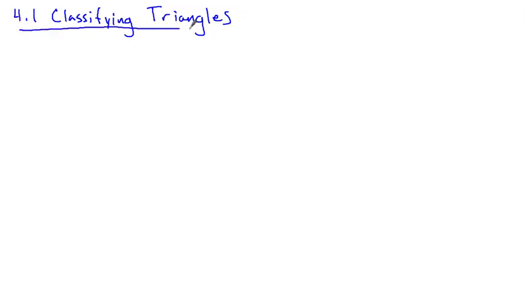All right, so we're moving on to chapter 4. This is going to be 4.1, and we're going to talk about classifying triangles. And classifying is just a fancy word for categorizing or saying what kind of triangles they are. So we're going to classify triangles. The first thing you need to know is that triangles are classified either by angles or by sides. So first we're going to do by angles.